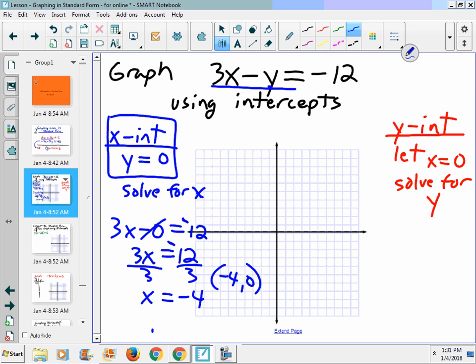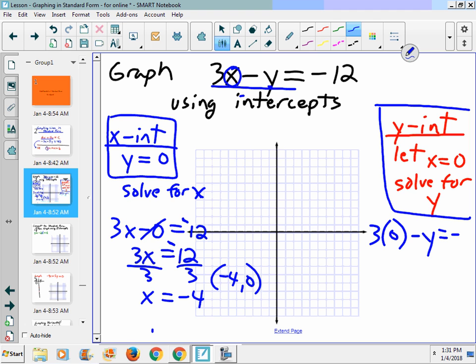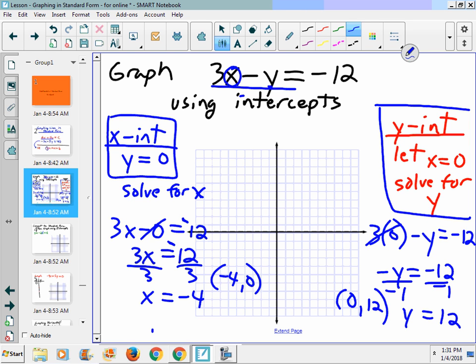The y-intercept is just as easy to find. To find the y-intercept, you let x be equal to 0 and you solve for y. So if we plug in 0 for x in the equation, we're going to have 3 times 0 minus y equals negative 12. 3 times 0 is 0, so that just goes away. So we have negative y equals negative 12. There's a negative 1 in front of the y that's being multiplied to it, so we divide both sides by negative 1, and y equals 12. Since we let x equal 0, the ordered pair for that is 0, 12.